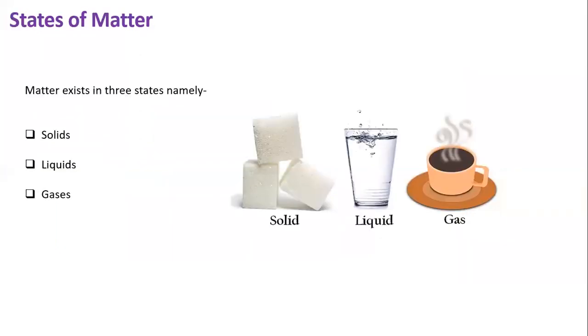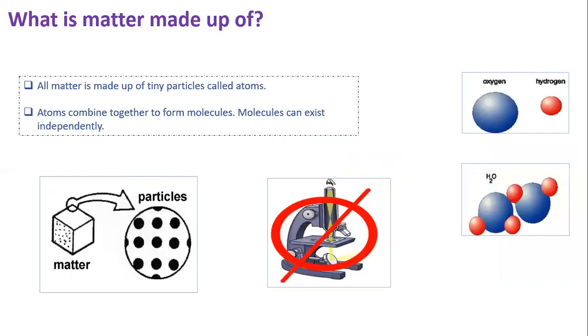All matter on Earth exists in the form of a solid, liquid, or gas, and solids, liquids, and gases are all made of extremely tiny particles called atoms. Atoms together form molecules. An atom is the smallest building block of matter and cannot be seen through the naked eye. It can be seen only through a microscope.